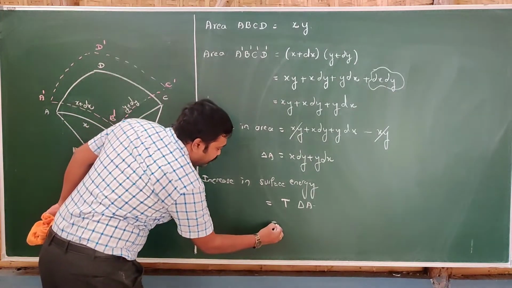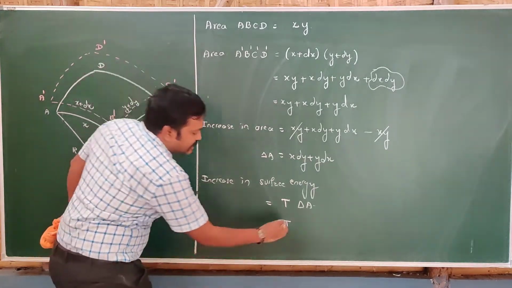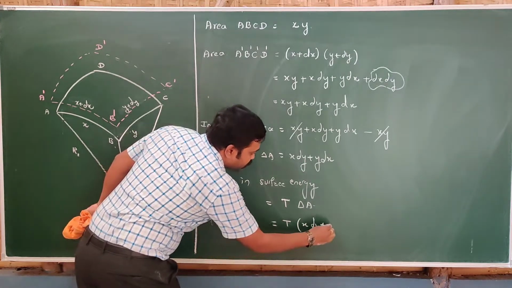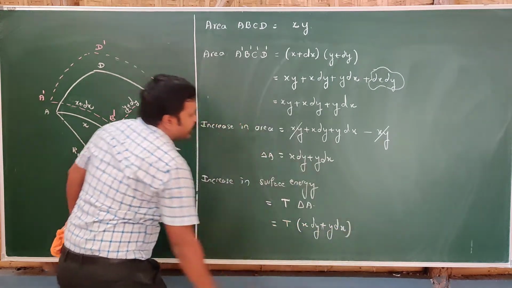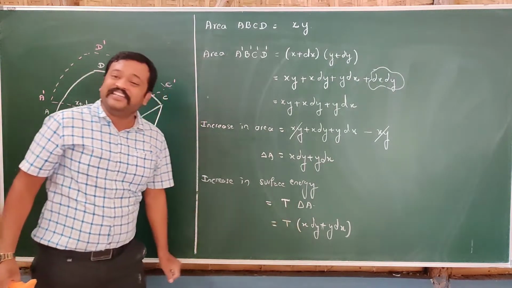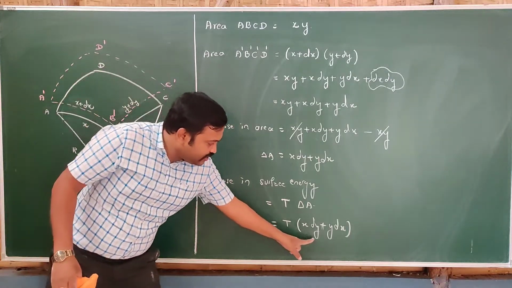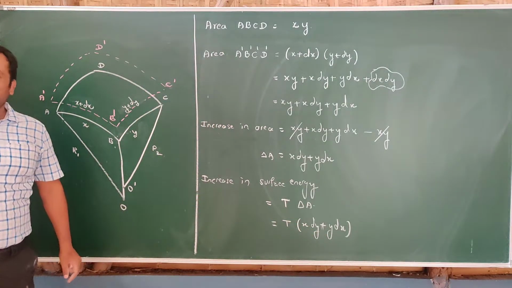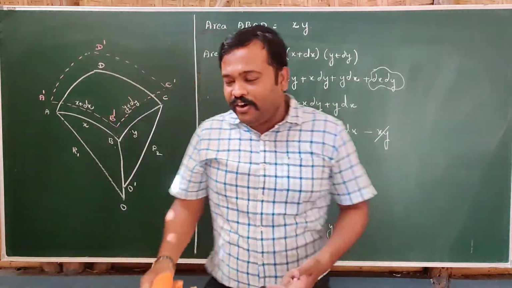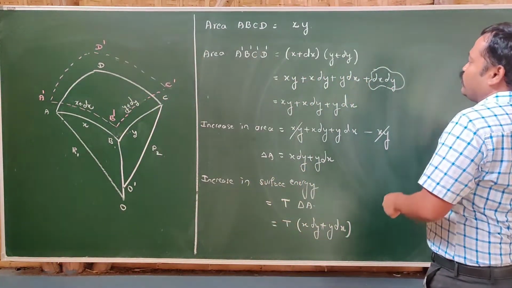So that is equal to, shall I tell you this? This is tension. What is the increase in surface area? x dy plus y dx. Okay, do you understand? Increase in surface energy is surface tension into increase in area. So surface tension into increase in area is this much. This is the increase in surface energy. You know what energy is? It is nothing but work done. Okay, now I'll be equating this with the work done.